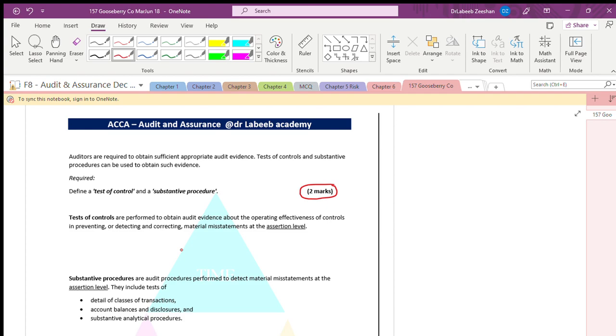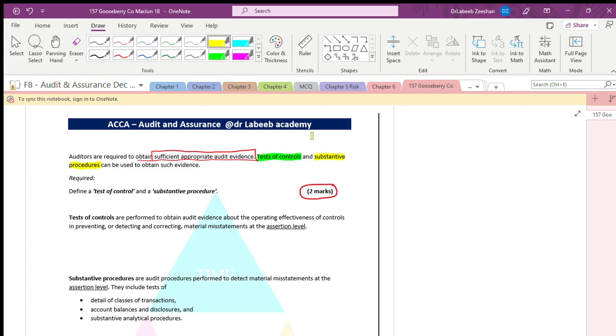What they say: auditors are required to obtain sufficient appropriate audit evidence. This is the language which we have to use in this paper. Sufficient, appropriate audit evidence. Sufficient, that's very, very important. How sufficient, how appropriate, this is the audit evidence. In this case, when we are working on these areas, we have 2 things. One, we are talking in terms of test of controls, and the second, we are covering something with respect to substantive procedures. We can use these 2 things.